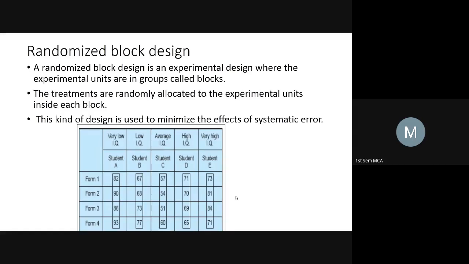So this kind of design will help me to minimize the effect of the understanding that I have with respect to the students, for the example which I have given now. This is completely random, so those things are put in the blocks. This is the second example.